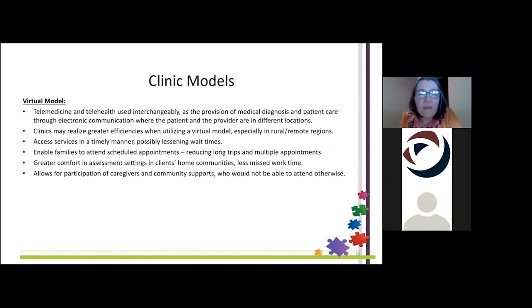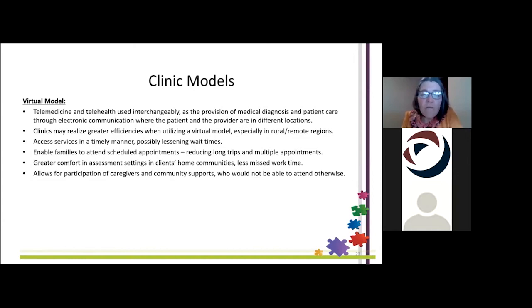The other model, particularly since COVID, but also clinics are realizing that it can be an efficient model, is using a virtual model to deliver the assessment and diagnostic clinic. Clinics can realize efficiencies when using a virtual model, especially in rural remote regions. They found that accessing services can be done in a timely manner, possibly lessening wait times, and it enables families to attend appointments, reducing long trips if they're rural, and having to attend multiple appointments.